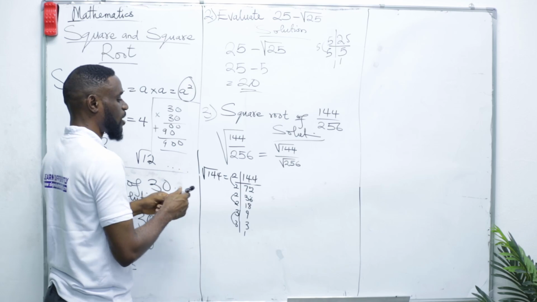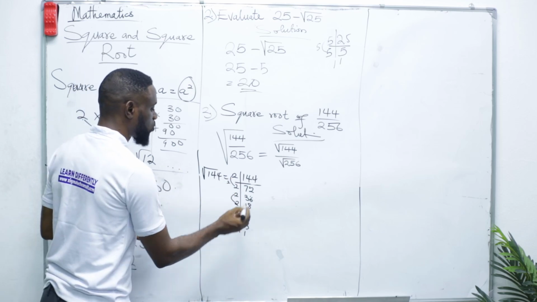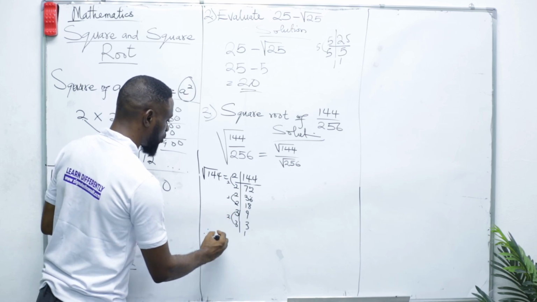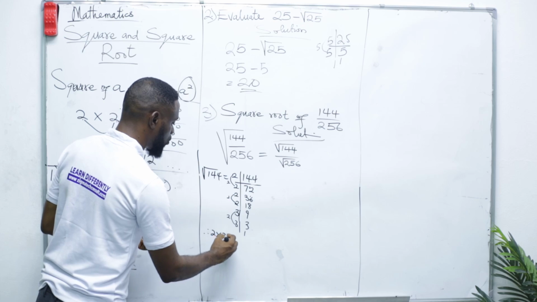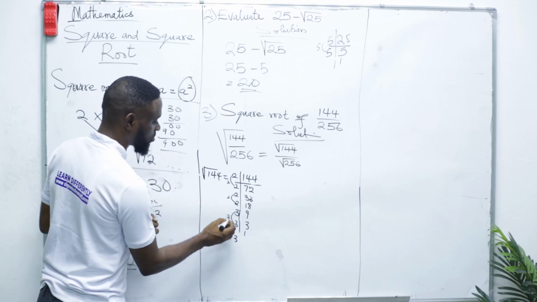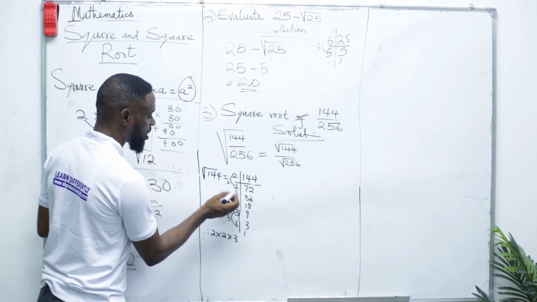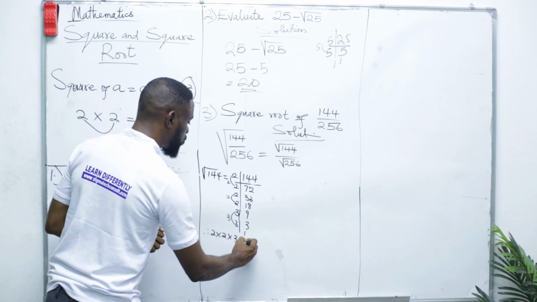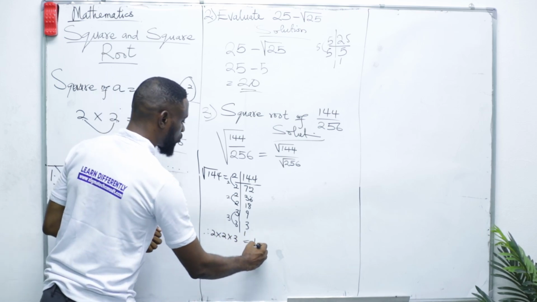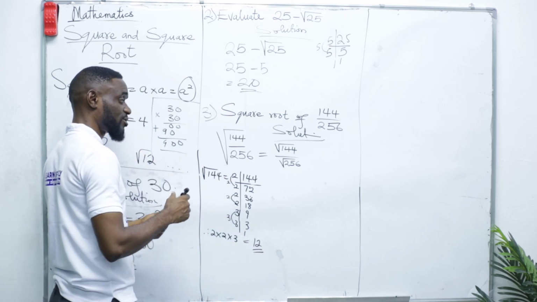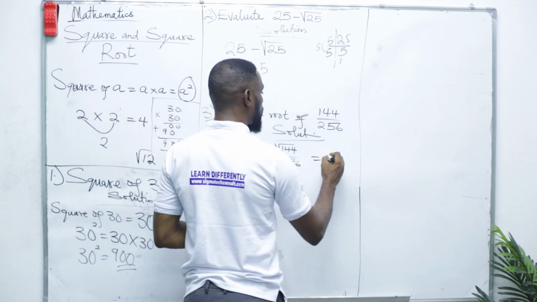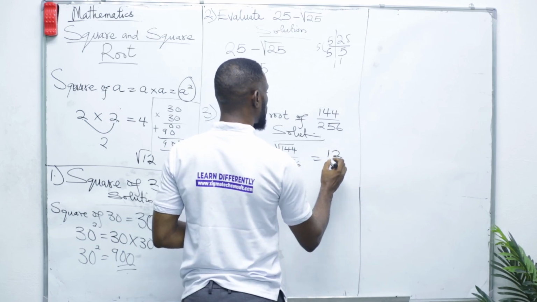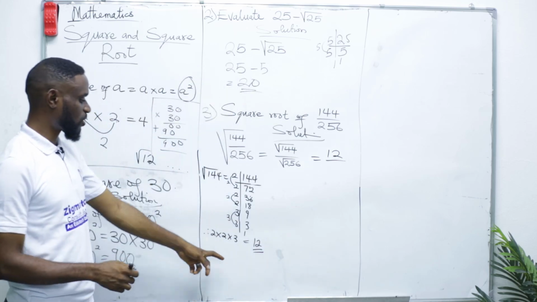So we bring out each of them that we grouped in twos. So here we are bringing out 2, 2 here, 2 here. It means that the square root will now be equal to 2 times 2 times 3. Sorry, this is 3, not 2. We bring out 2 here, 2 here, and 3 here. So 2 times 2 is equal to 4. 4 times 3 is equal to 12. That is why the square root of 144 is equal to 12. Can you see what we have there?